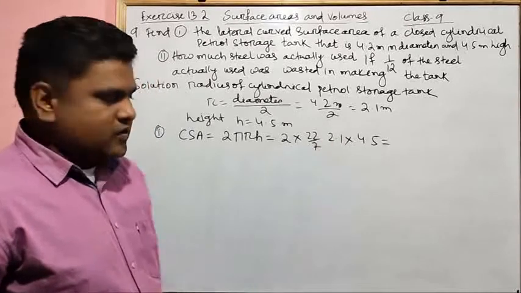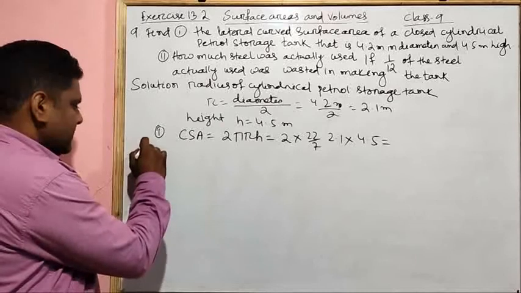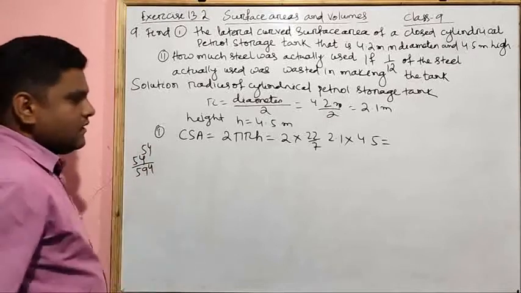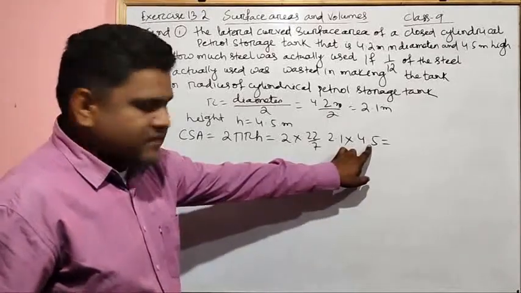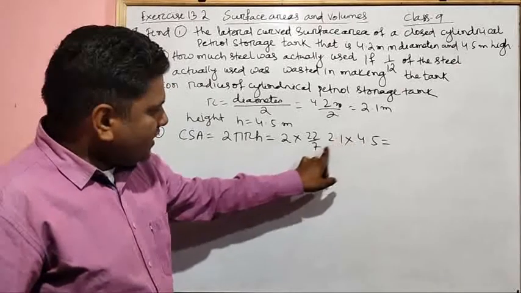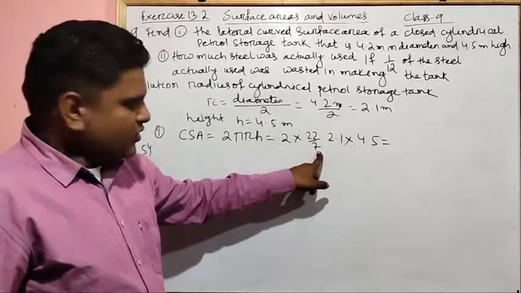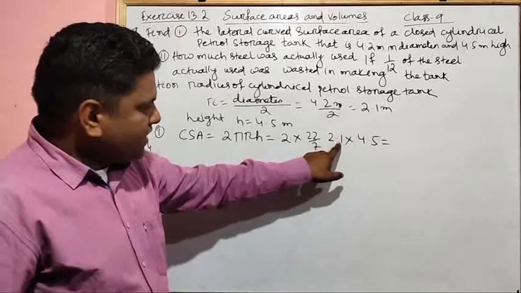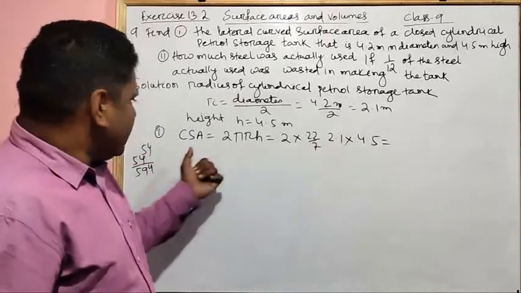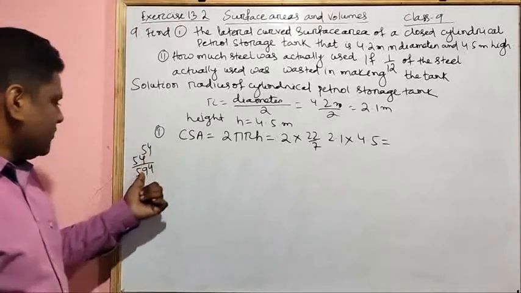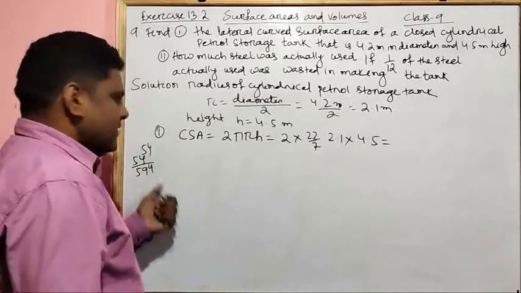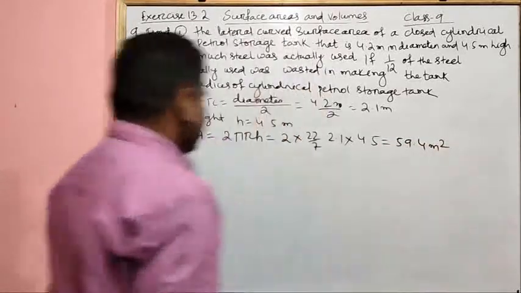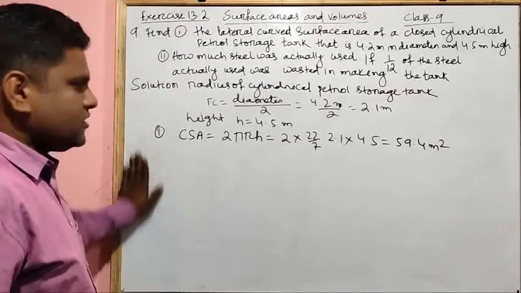2.7 into 22. 27 into 22 will be 594. We have taken 2 into 4.5 is 9. 2.1 by 7 is 0.3. Here 9 into 3 is 27. We have to put a decimal mark. Now 27 into 22, it is 594, so it is 59.4 meter square, the lateral surface area of the closed cylindrical tank.